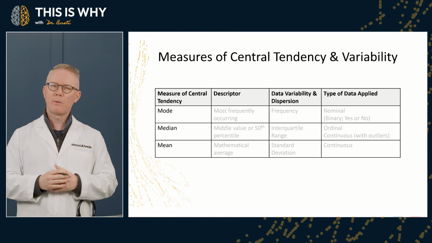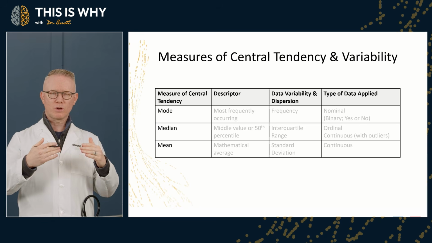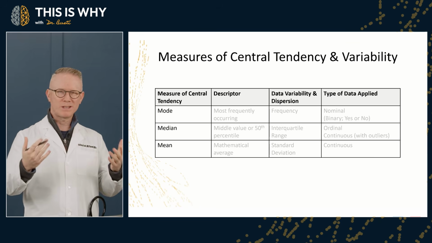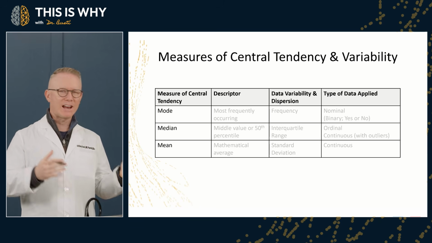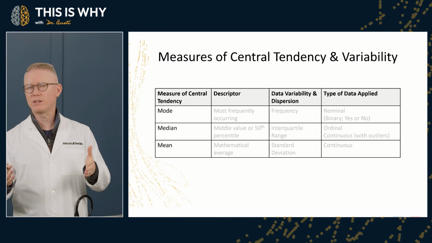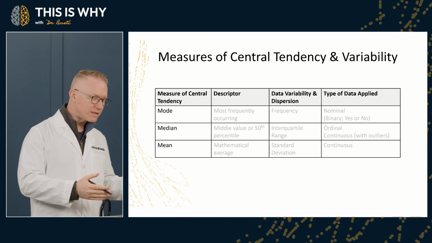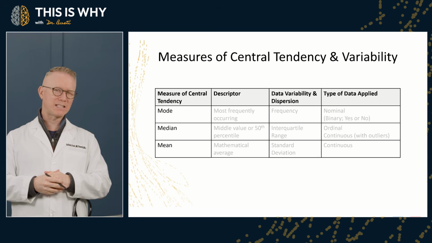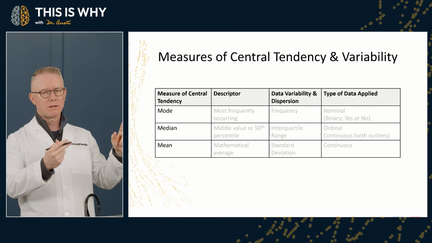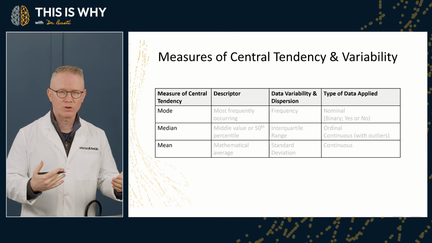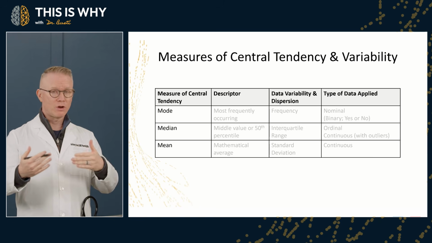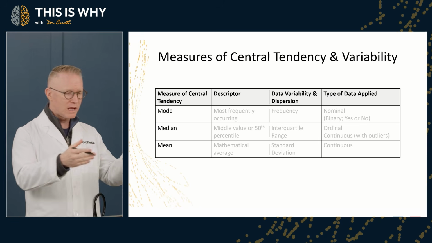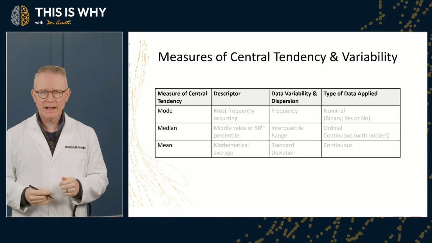What is going on with the data? And then we're going to walk through each one of those. What are the common descriptors? What does that mean? What is the data variability that we typically are going to use? How do we assess dispersion if we can? And then what type of data is that typically applied to? So remember in part one, you're trying to understand what type of data you're dealing with. And if you don't know that, there's a whole lecture about that. That's oriented back to your hypothesis and the question being answered.